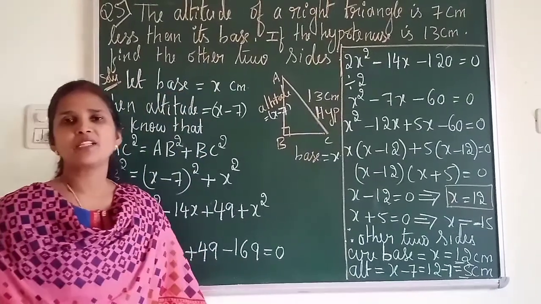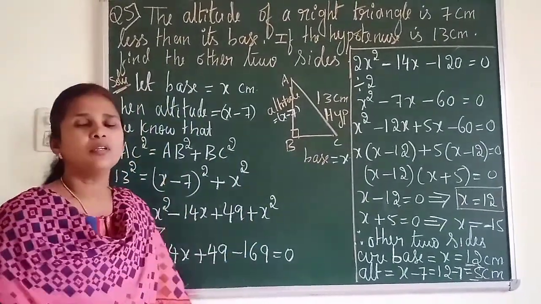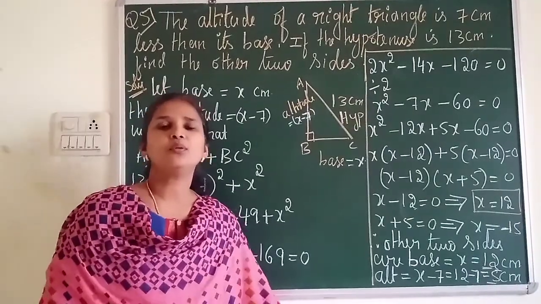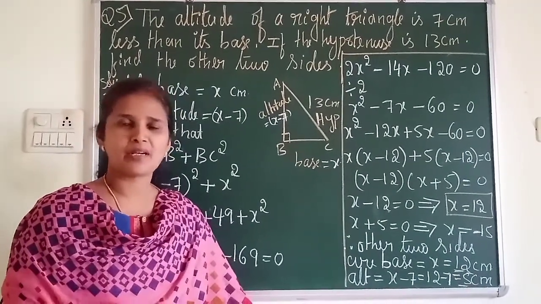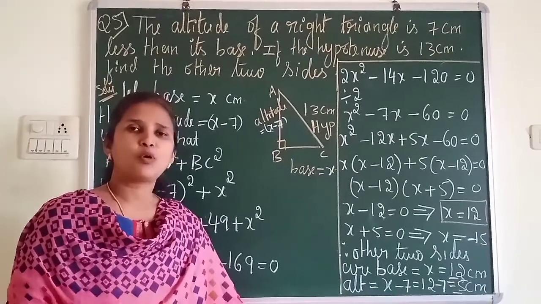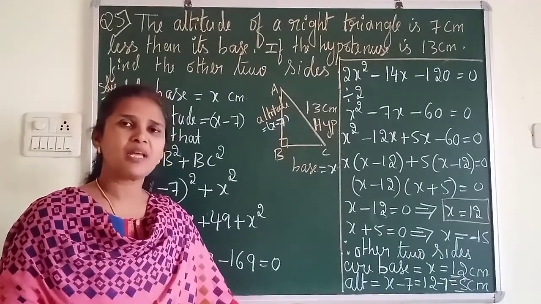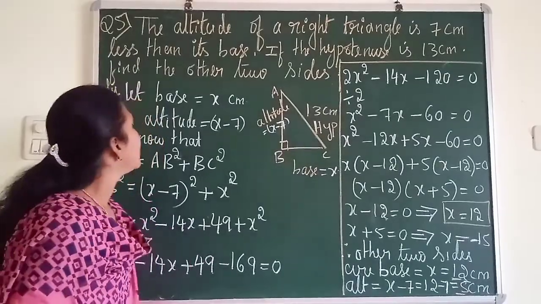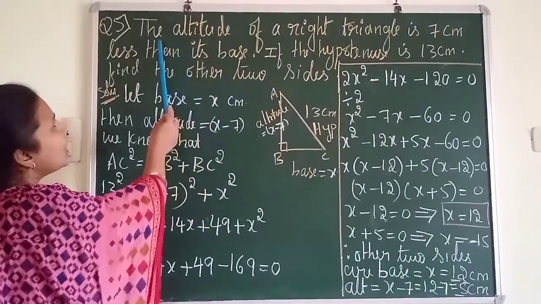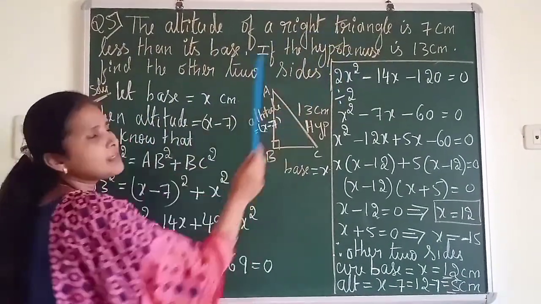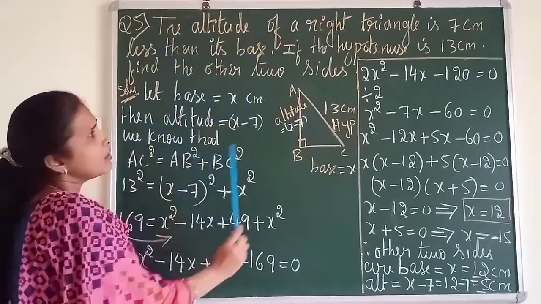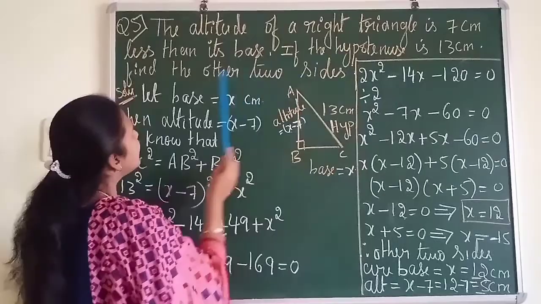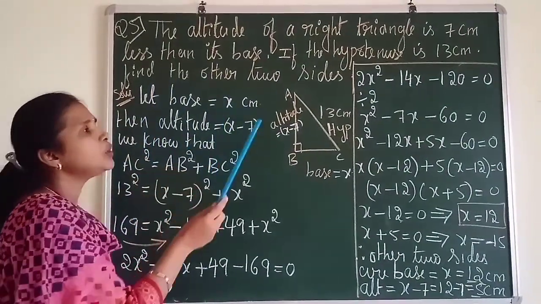Okay, let me start the next question. Question number 5. This question is related to a right angle triangle. So let us recall a formula related to the right angle triangle. As you know, hypotenuse square equals base square plus altitude square. He has given here that the altitude of a right triangle is 7 cm less than its base. If the hypotenuse is 13 cm, find the other two sides.